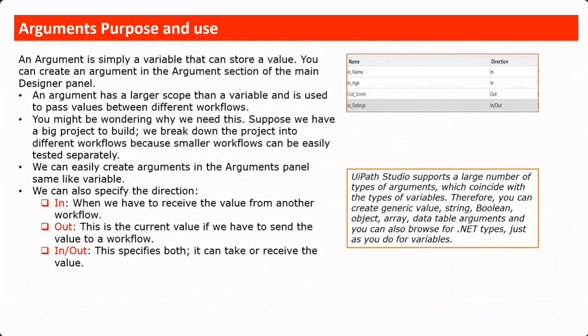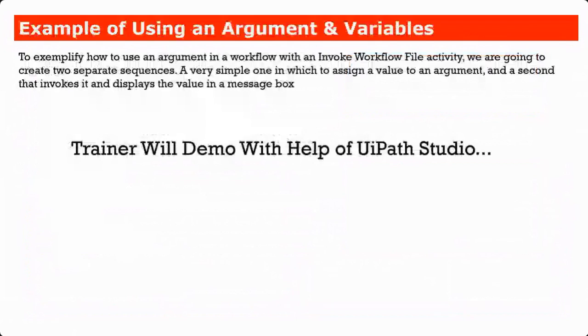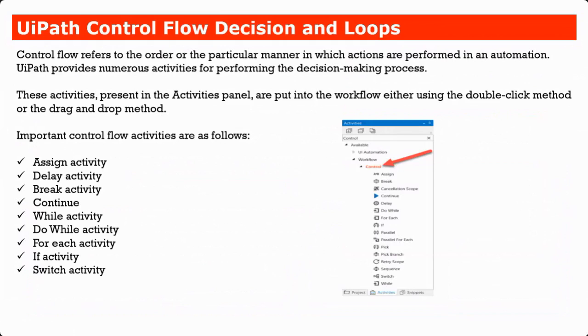Okay, so let's continue. Now I have talked briefly about the argument, and I'll give you one demo and there I'll explain this, so don't worry about it. The other thing that I need to explain here, before jumping into UiPath Studio to build some code, is that there will be certain control flow decisions and loops. And this is basic to all of the programming languages that you must have read. If you are from the IT background, you must understand how if else, for loop, do while, continue, if activity, and switch activities work.